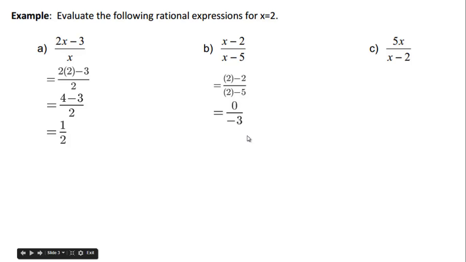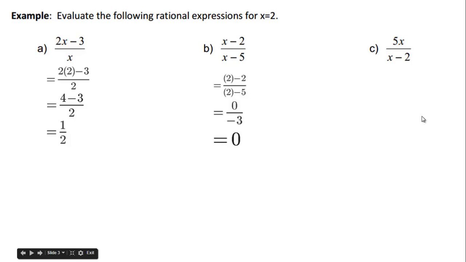It doesn't really matter what the denominator is, but the numerator is 0. That makes the entire thing 0. Again, this is not an issue. You're allowed to have x equals 2. You're allowed to have a numerator of 0. You just get an output of 0. So if you subbed in x equals 2, you just get an output of 0.